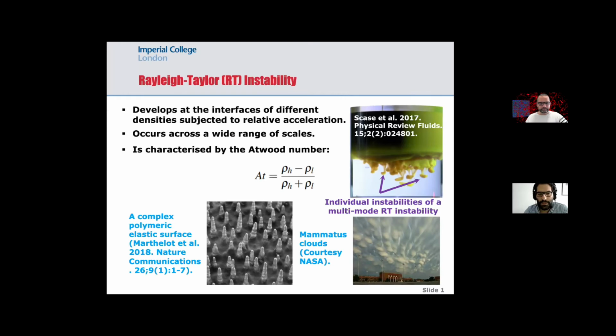RT instabilities typically are characterized by the Atwood number, which is essentially the ratio of the densities of the heavy and light fluids. They can happen across various scales, in many industrial applications and in nature. For example, here we can see a complex polymeric elastic surface created by RT instabilities, and here are the mammatus clouds, which are believed to be formed based on such instabilities.